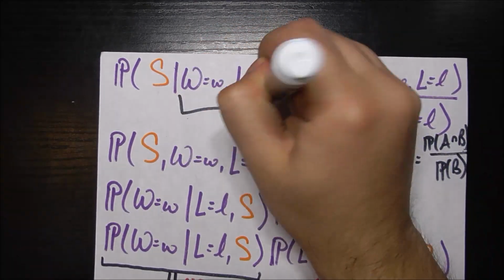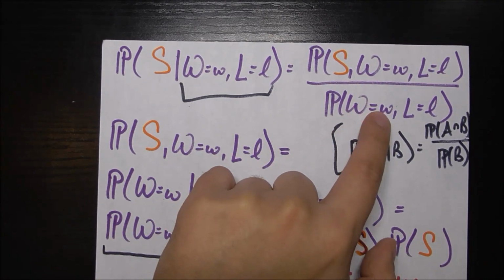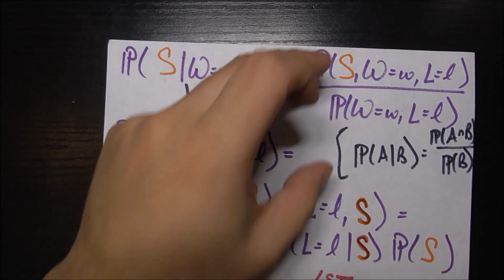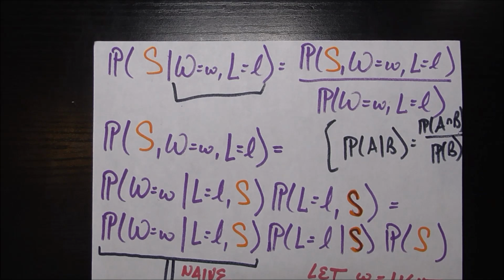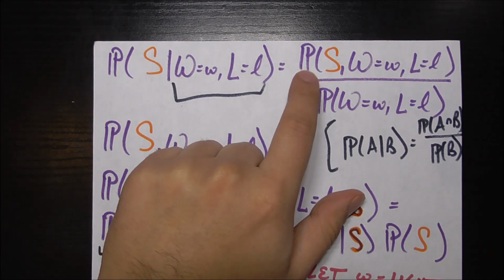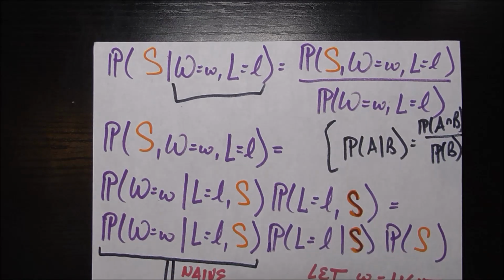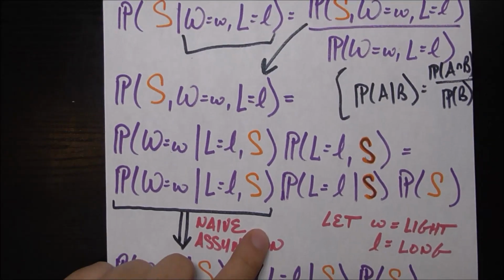B in this case is the conditional part of that expression. So, the probability that weight is equal to little w, length is equal to little l. Now, we have a fraction here, but we really only care about the numerator, and I'll explain why in a little bit. But for now, let's focus on how to calculate this probability that something is a salmon, the weight is little w, and the length is little l. So that I've rewritten right here, okay?